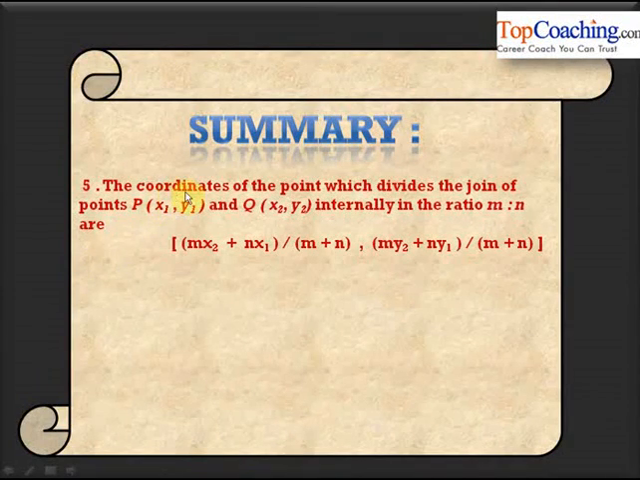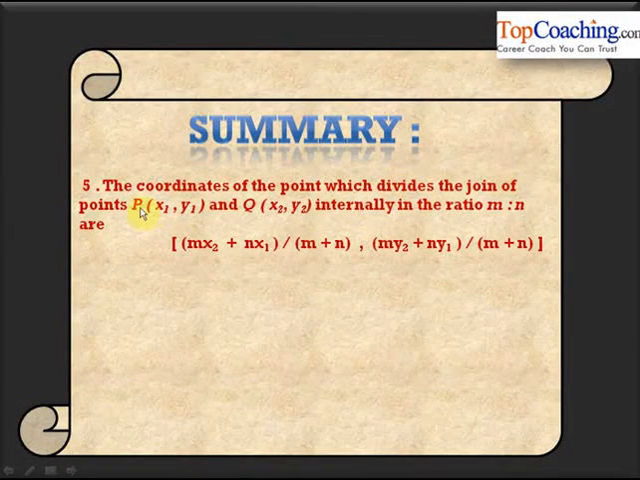The fifth is the coordinates of any point which divides the join of the points (x1, y1) and (x2, y2) internally in the ratio of m is to n are (mx2 plus nx1) divided by (m plus n), comma (my2 plus ny1) divided by (m plus n). So this is known as the internal division formula, and it says that if any point divides 2 points (x1, y1) and (x2, y2) in the ratio of m is to n internally, then the x coordinate of such a point is given by (mx2 plus nx1) divided by (m plus n), and the y coordinate of such a point is given by (my2 plus ny1) divided by (m plus n).